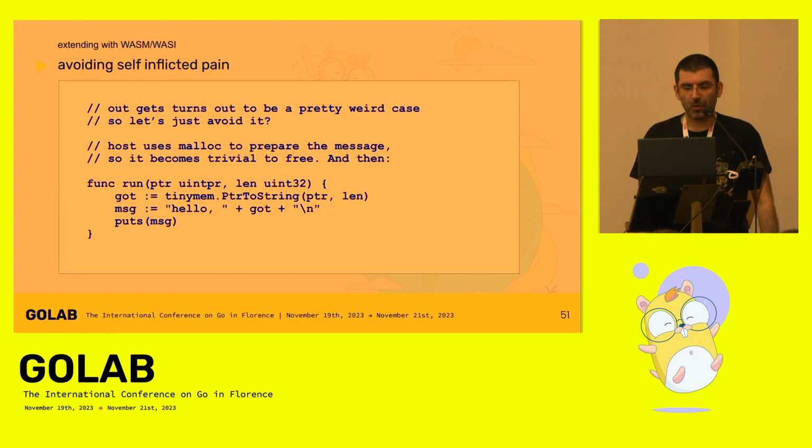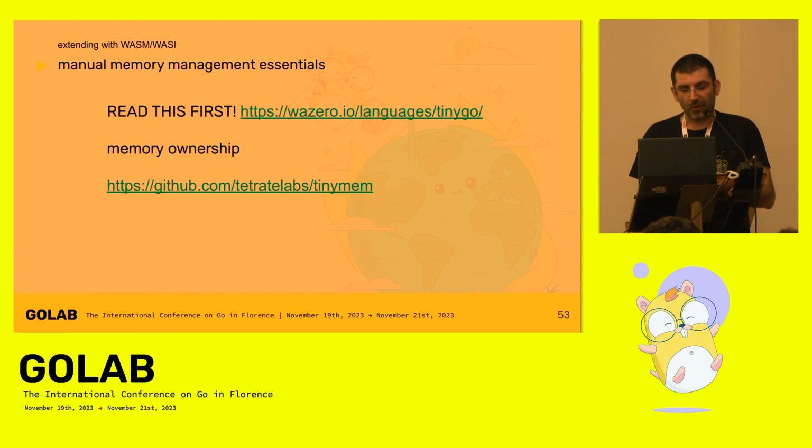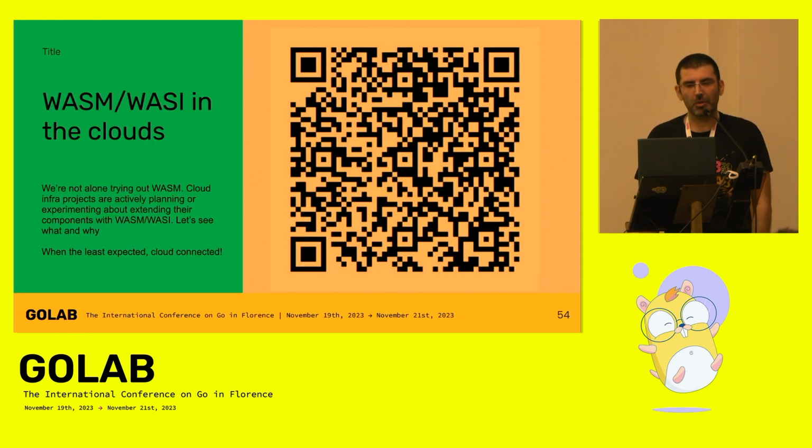edges are smoothened. So wrapping up this part, TinyGo is needed at this moment to have a good experience on the guest side. Passing complex data is a pain. There are libraries that help to some extent to avoid the biggest pain, and changing our API to fit it less painfully is possibly a sensible option. References to the documentation from WAS0 about to reduce this pain.